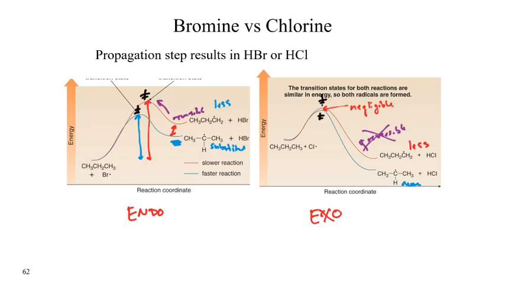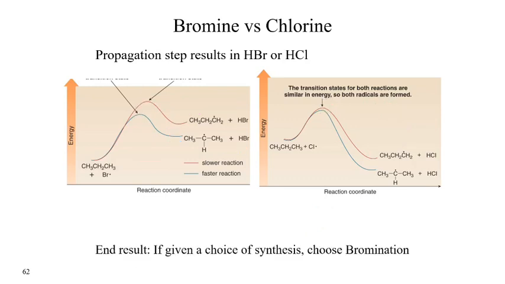I think it's too much of a mess to do it all at once, and so I pull it out and try to subtly bring in those concepts as opposed to jamming it all in at once. So the big party line here is, if given a choice for your synthesis, you want a bromination reaction, not a chlorination. Okay?